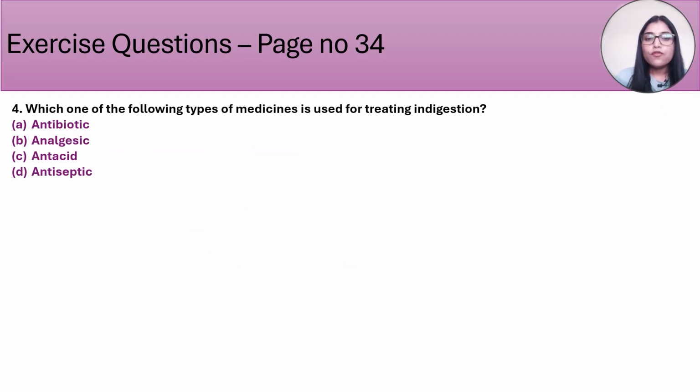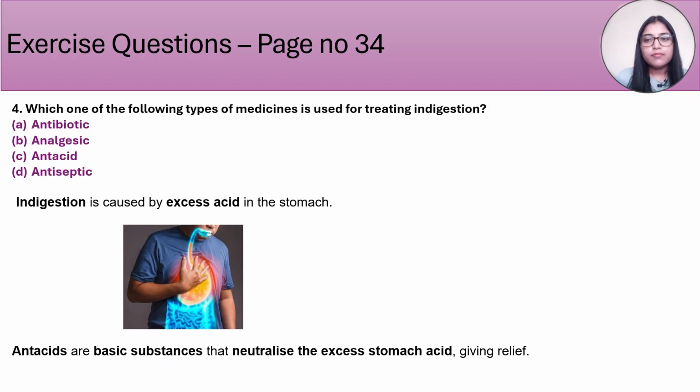Which one of the following types of medicines is used for treating indigestion? Antibiotic, analgesic, antacid or antiseptic? So we know that indigestion is caused by excess acid in the stomach. Basic substances such as antacids are used to neutralize the excess stomach acid. So option C, antacid, is the right answer.